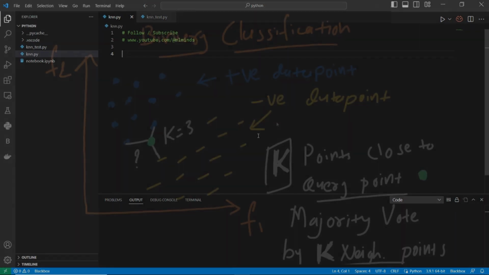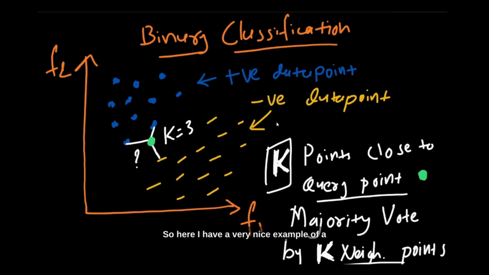So let's get started. Here I have a very nice example of a binary classification problem where I have a feature f1 and feature f2 on these axes, and here I have some positive data points as blue dots and some negative data points as yellow dots. And here what we will try to do is classify a query point, which is the green point, and estimate whether it belongs to the positive class or the negative class.